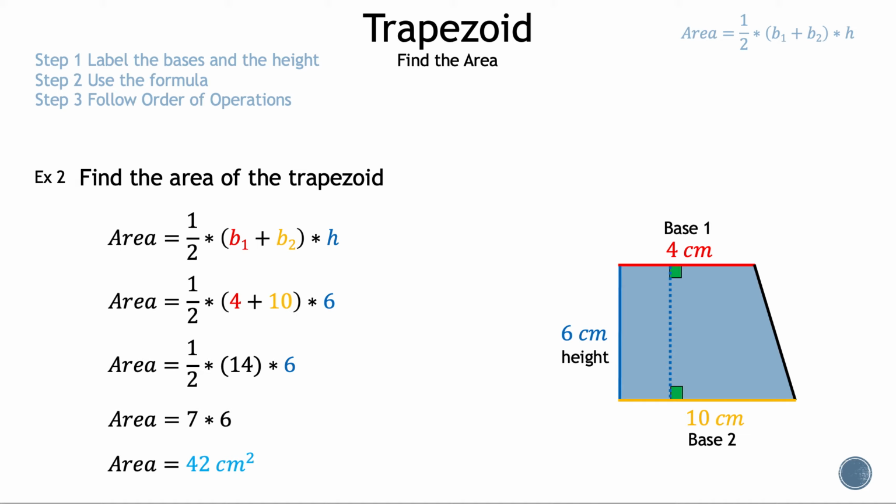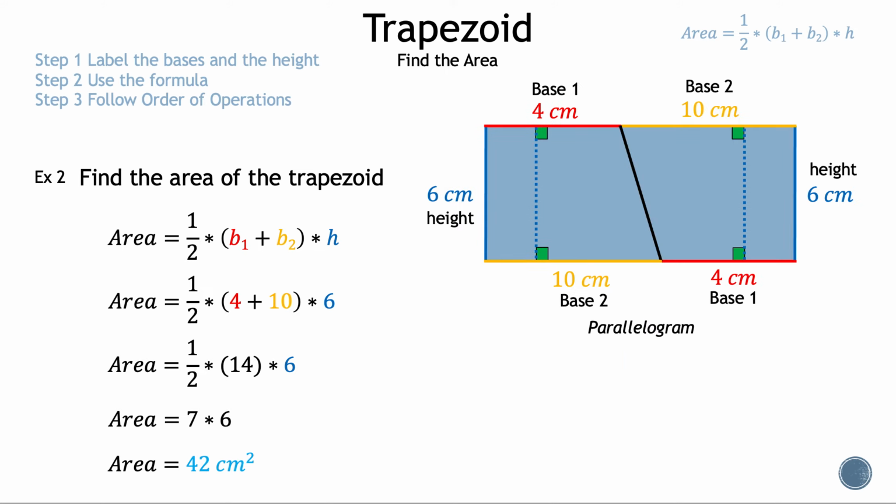Now we're going to show you why we multiply by 1/2. We're going to double our original trapezoid, flip it, and then put the pieces together. So we can see base 1 and base 2 have flipped, and when we have put the pieces together, it has formed a parallelogram. It has also formed a rectangle, and these two shapes, parallelogram and rectangle, have the same area, and that area is base times your height.